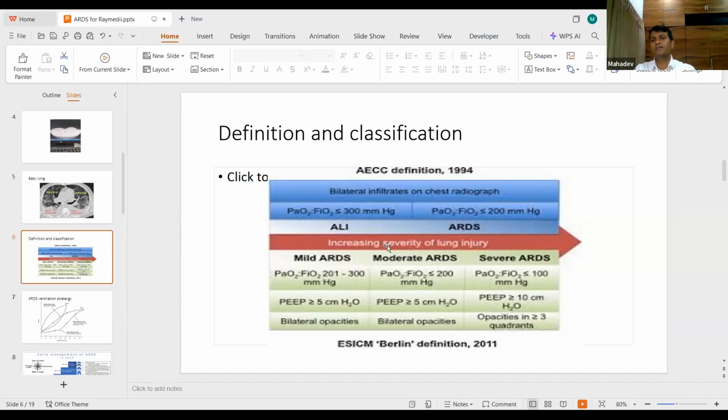Depending on the severity of lung injury, it has been classified as mild, moderate, and severe. Mild is PaO2 FiO2 ratio 200 to 300 with PEEP usually around 5 and bilateral opacities. Moderate is PaO2 FiO2 ratio less than 200 with PEEP more than 5 and bilateral opacity present. Severe ARDS is PaO2 FiO2 ratio less than 100 with PEEP usually more than or equal to 10 and opacity in more than 3 quadrants. If it is there, then it is called severe ARDS.